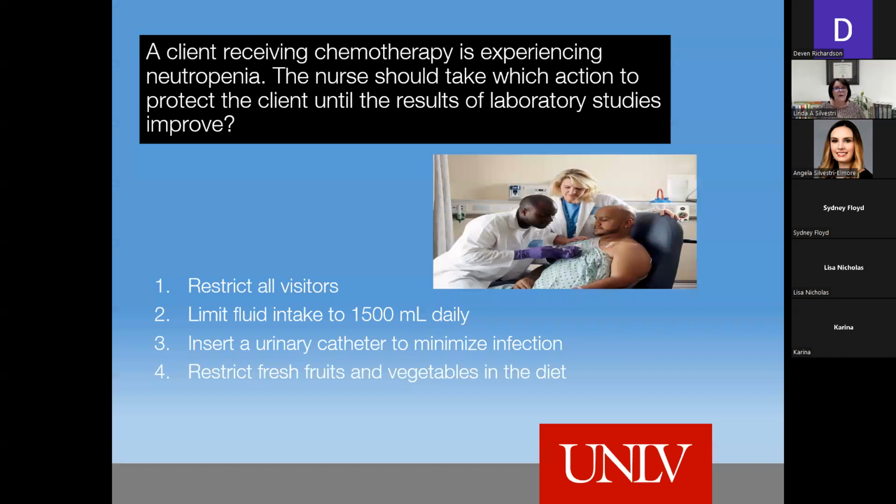Okay. A client receiving chemotherapy is experiencing neutropenia. Do you have this one? I do. It looks like some of the questions are out of order, not with the PowerPoint. Okay. The nurse should take which action to protect the client until the results of laboratory studies improve? So this person has neutropenia. Restrict all visitors, limit fluid intake to 1,500 mLs daily, insert a urinary catheter to minimize infection, restrict fresh fruits and vegetables in the diet.